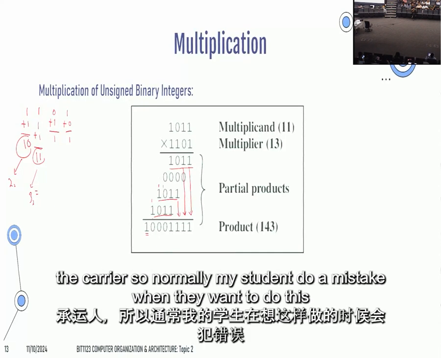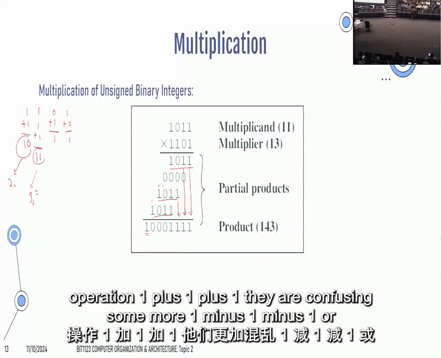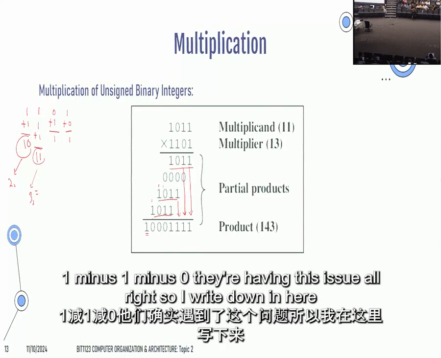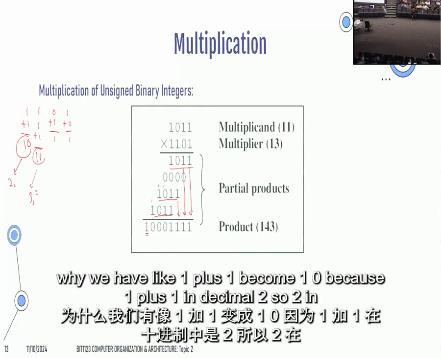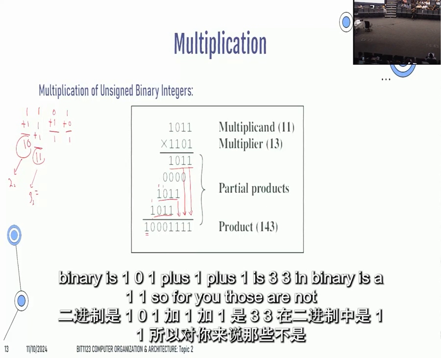So normally, my students make a mistake when they want to do this operation: 1 plus 1 plus 1. They are confusing it with, for example, 1 minus 1 minus 1, or 1 minus 1 minus 0. They're having this issue. Alright, so I write down here: why do we have 1 plus 1 become 1, 0? Because 1 plus 1 in decimal is 2, so 2 in binary is 1, 0. 1 plus 1 plus 1 is 3, and 3 in binary is 1, 1.